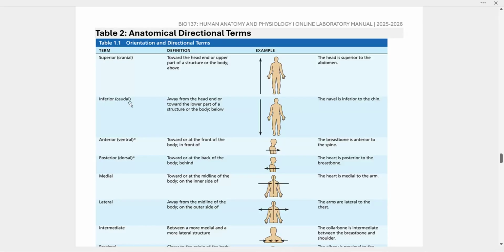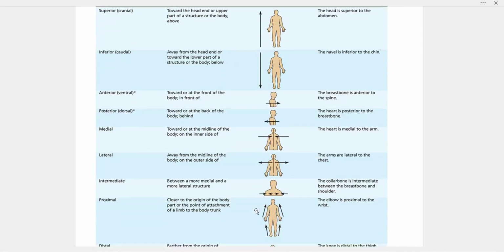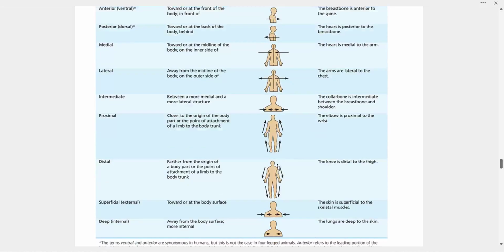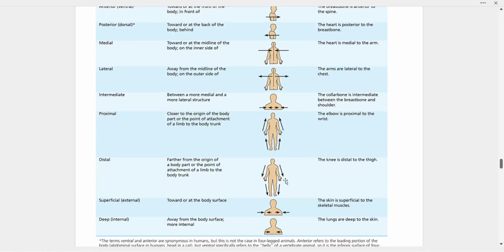Inferior or caudal means lower, away from the head. Anterior or ventral, we talked about that one. This is on the front of the body. Posterior or dorsal, on the back of the body. Medial is toward the midline. Lateral is towards the sides. Intermediate is between those two. Proximal is higher on the body. Distal is further from the center.